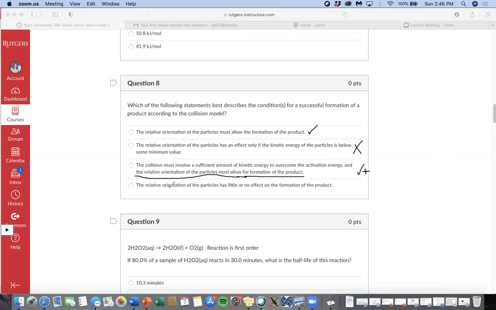The last statement says the relative orientation of the particles has little or no effect on the formation of the product. And we know that's not true, because the orientation has to be correct in order for them to form the product. So for this one, the correct answer is this one right here: the collision must involve a sufficient amount of energy to overcome the activation energy, and it has to have the correct orientation. Do you have any questions about that at all? Okay, if there are any questions about that, we can go into the next one.